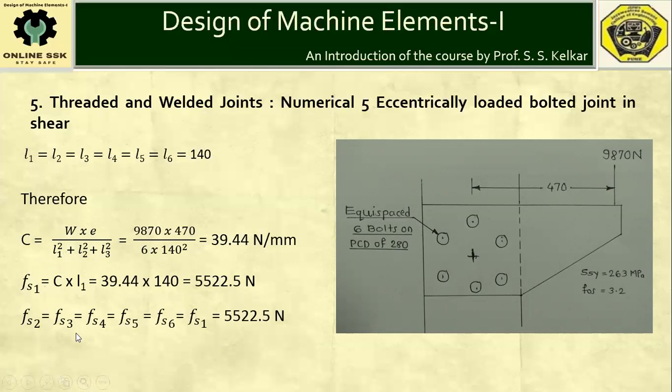Multiplying the value of C by the distances L1, L2, etc., we can calculate the secondary forces. In this case, the values of L1, L2, etc. are the same. Therefore, the secondary force for each and every one of the 6 bolts will be the same. Therefore, Fs1, Fs2, Fs3, etc. will be the same, given by C into L. In this particular case, that value is equal to 5522.5 Newton.